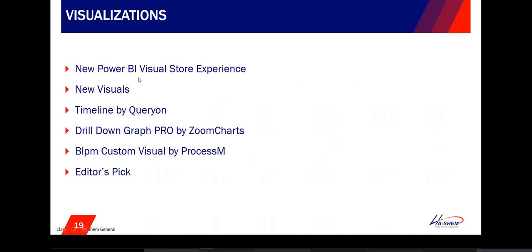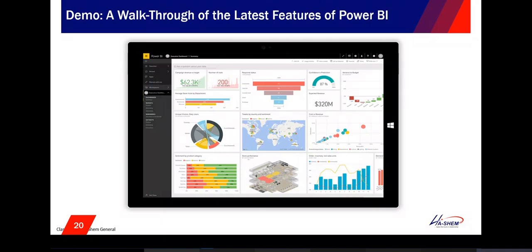So these are a few of the new visuals that we have in the application. All right, the new Power BI Visual Store experience. You have new visuals: timeline by Curon, drill down graph, BLPM custom visual by Process M, and then you have the editor's pick. I'll give us a display of some of these visuals in the application. So I'm going to launch my Power BI desktop now and give us a quick display of some of the things I spoke about.